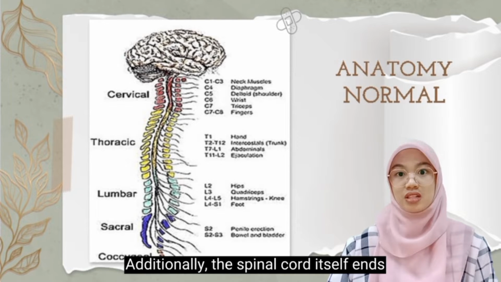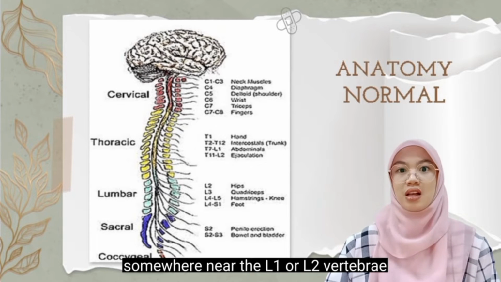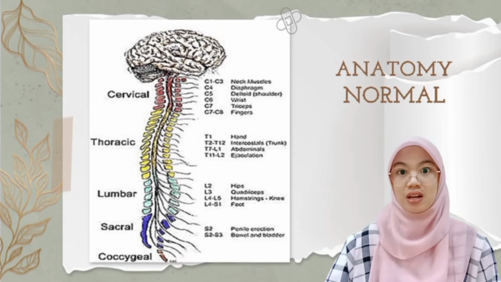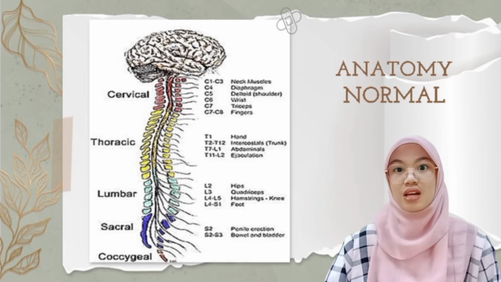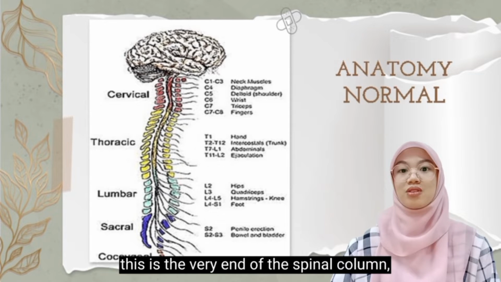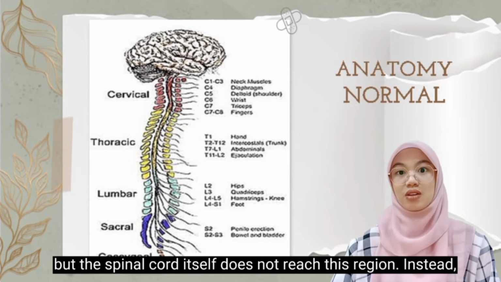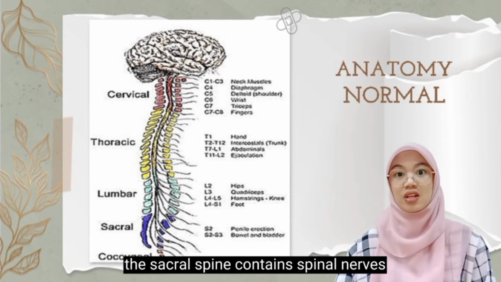Additionally, the spinal cord itself ends somewhere near the L1 or L2 vertebra. The sacral spine, numbered from S1 to S5. This is the very end of the spinal column, but the spinal cord itself does not reach this region. Instead, the sacral spine contains spinal nerves.